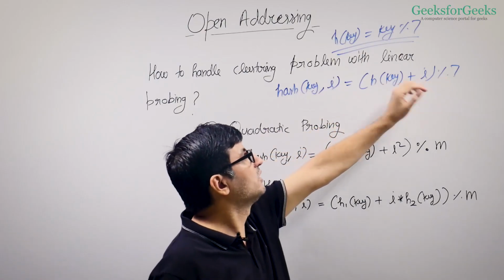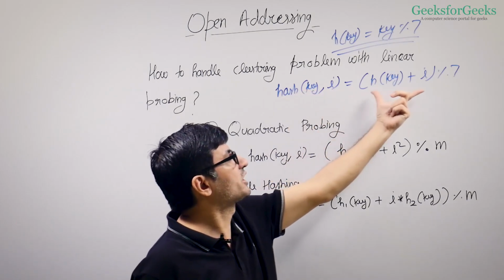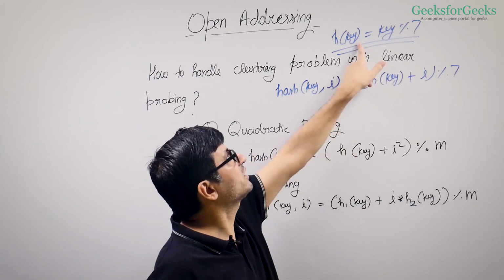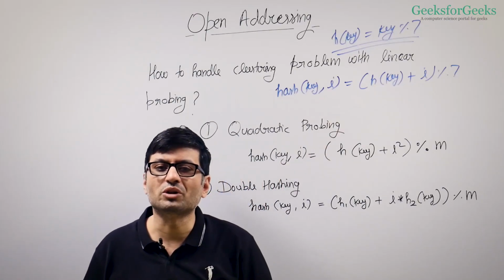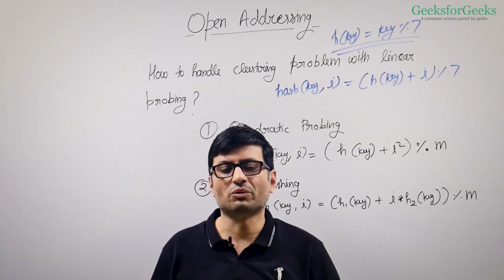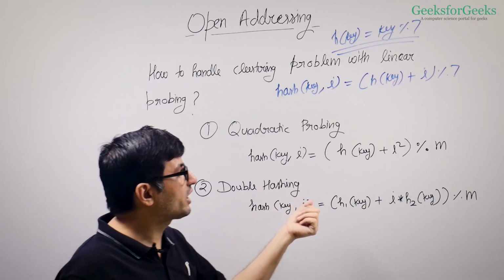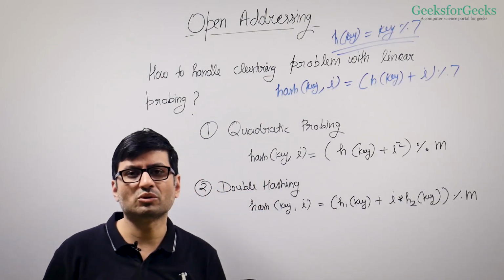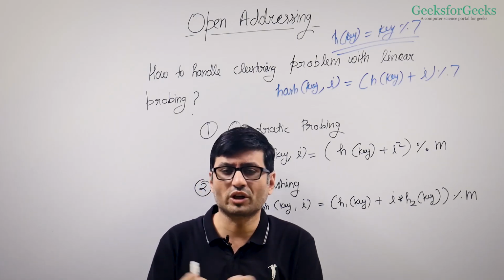In the ith probe, we were calculating this overall hash function, which can be written as h of key plus i, and h of key is the hash function that we wrote, key ampersand 7. So this is what we were doing in linear probing. The problem here was that clusters were formed. What do we do in quadratic probing? In quadratic probing, in place of i, we use i squared, so that these clusters do not form together.